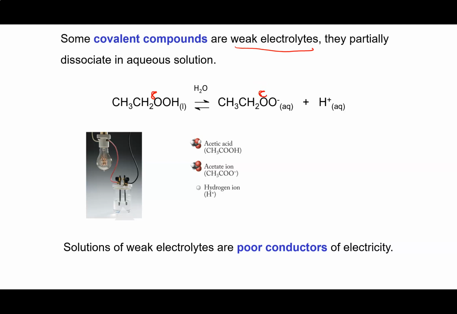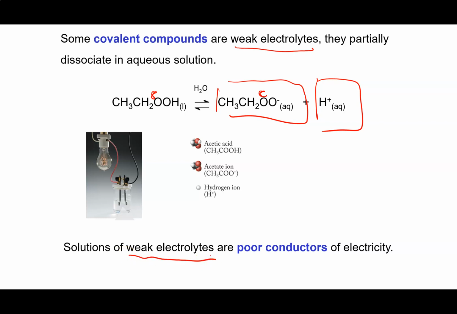Carboxylic acids, not all of the molecules separate into ions. Only a few of them will separate into ions. And so what we end up with is a solution that's a kind of a poor conductor of electricity. And so these are often described as weak electrolytes.